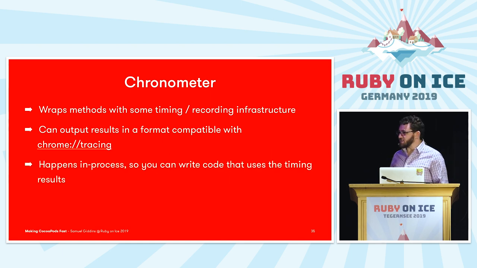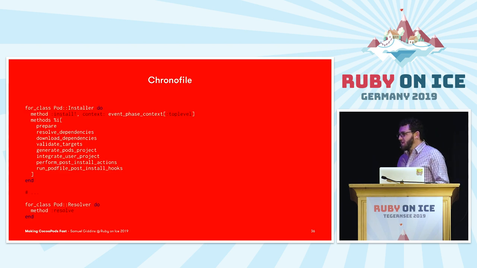And it also happens in process. So you can write code that uses these timing results and do something like maybe send them up to a server so you have a log of them and you can graph them and you can ask for more people to work on your thing when it's getting slower. So I'm really into the file thing. I added a chrono file. Basically it gives you this DSL that says, okay, measure these methods from this class. That's basically all it does.